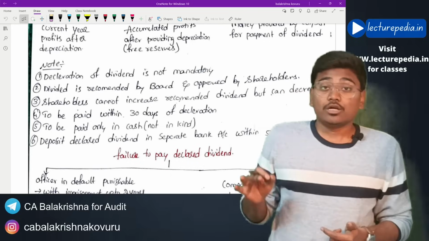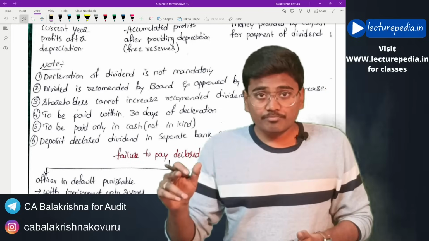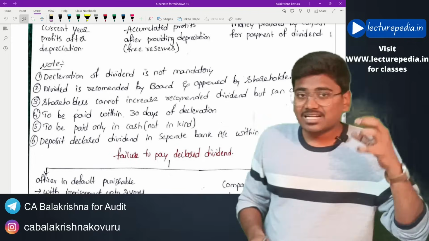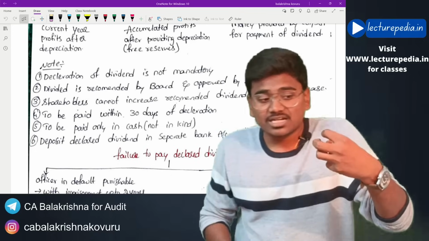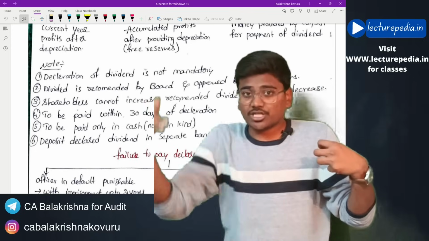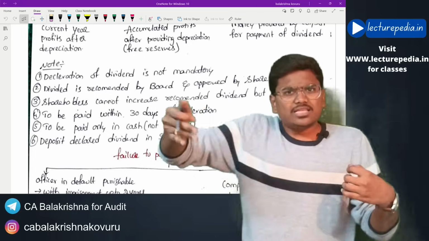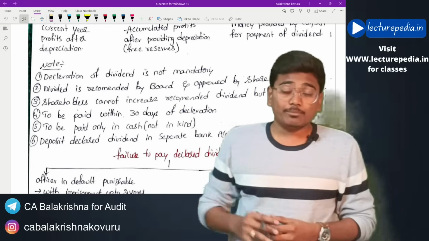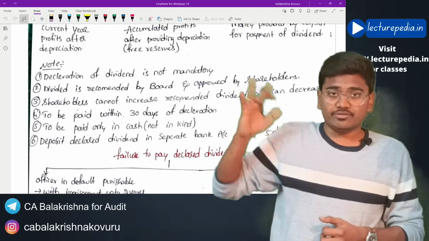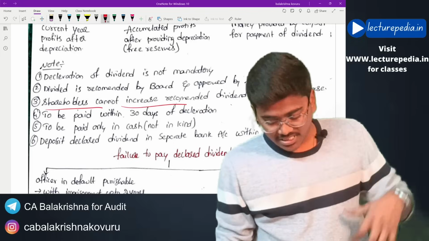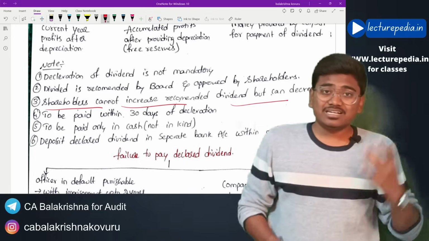Hope this is clear. Now, shareholders cannot increase the recommended dividend. The dividend that has been recommended by the board of directors cannot be increased by the shareholders. They have to approve the dividend as it is, or they can reduce the dividend if they want, but they cannot increase the recommended dividend. Shareholders cannot increase the recommended dividend, but they can decrease it.